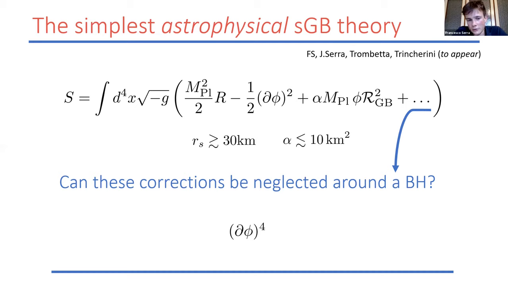But we all know that, as GR, this modification of GR is an effective field theory. So we have to make sure that when we compute a quantity using these three operators that I mentioned, the quantum corrections are actually negligible and do not affect the computations that we are carrying out. So for instance, we can consider this d phi to the fourth, and we can compute its loop induced value.